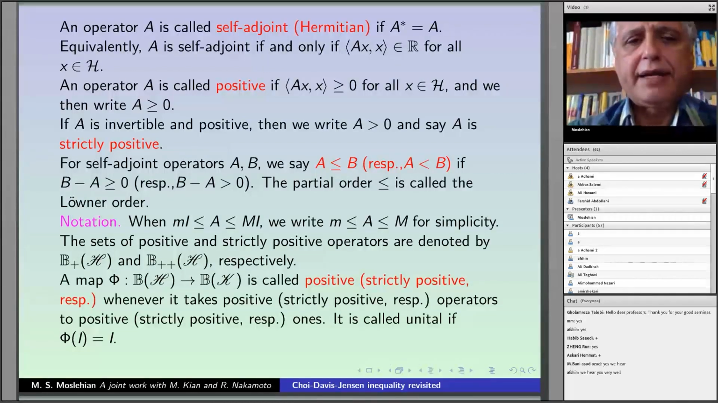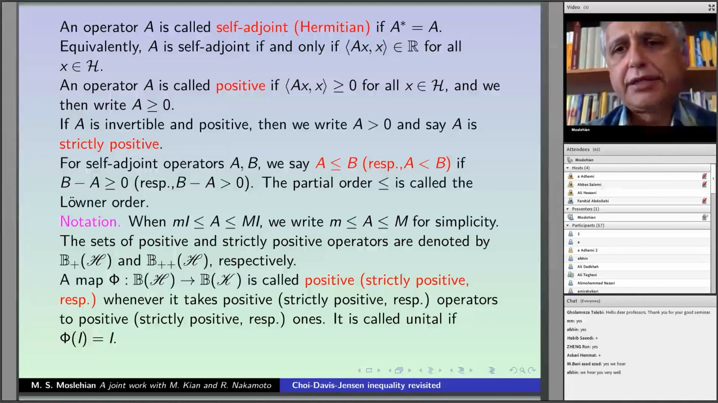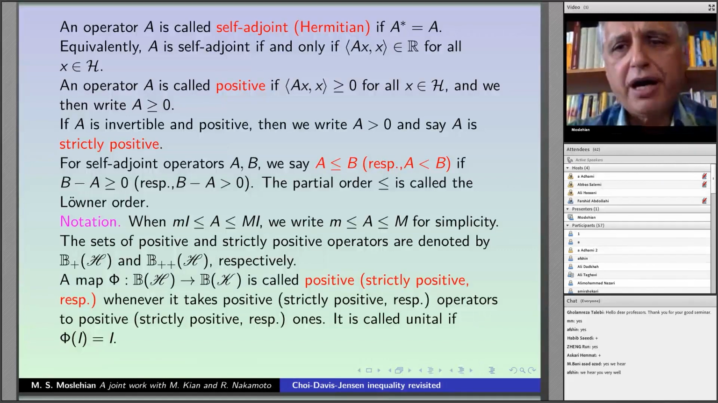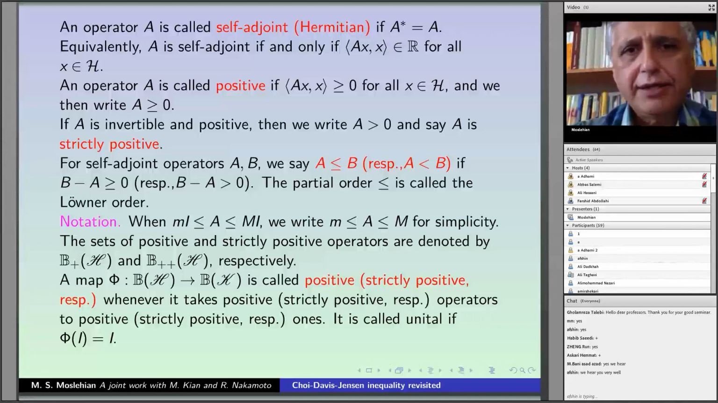A mapping phi from B(H) to B(K) is called positive or strictly positive whenever it takes positive or strictly positive operators, respectively, to positive operators. It is called unital when phi of I is equal to I. This means that phi preserves the identity operator. If B(K) is replaced by the field of complex numbers, then we call phi a positive linear functional. In the case that the norm of phi is 1, we say phi is a state.